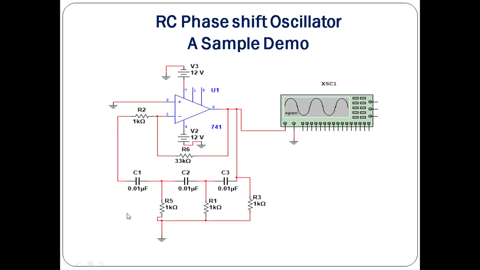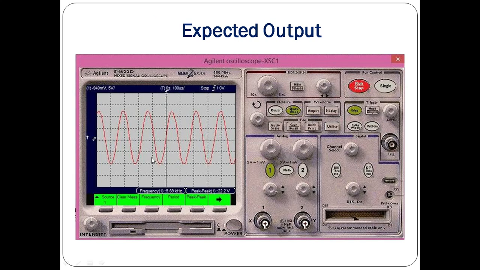This will be the complete circuit. And this is the expected output from the circuit. It is the oscillation produced by the circuit in the form of a sinusoidal waveform, and the frequency measured here is approximately 5.7 kilohertz. There is a small deviation in the practical result from the expected theoretical calculation due to some factors.